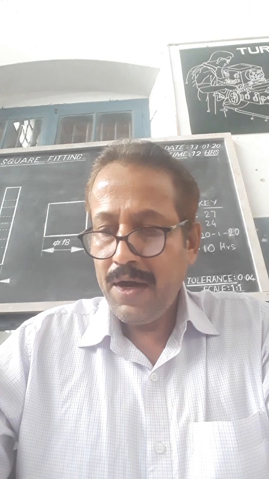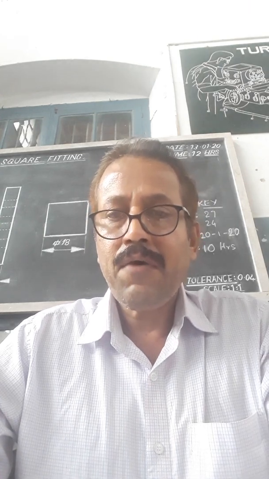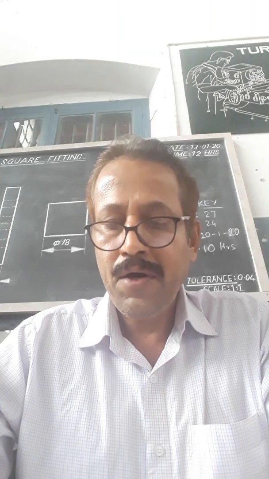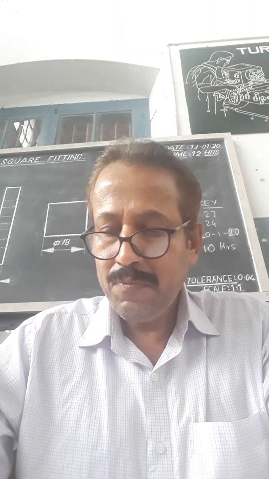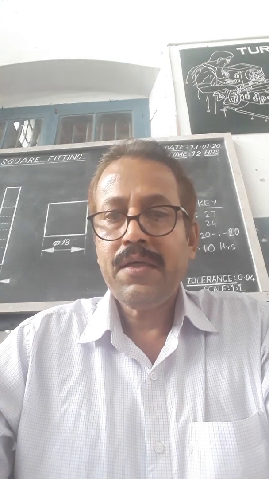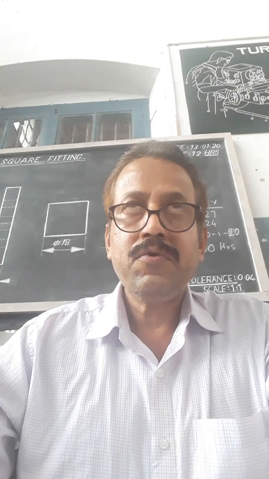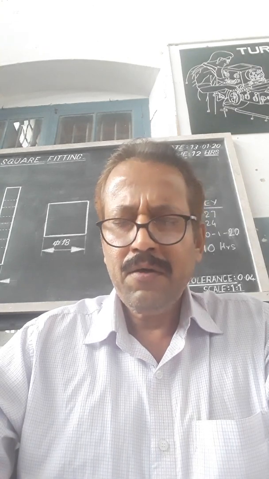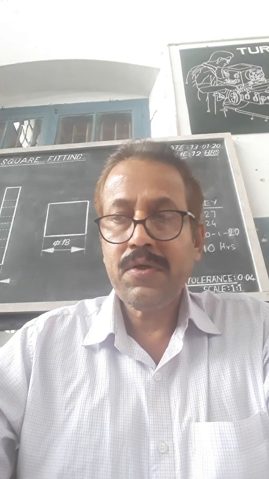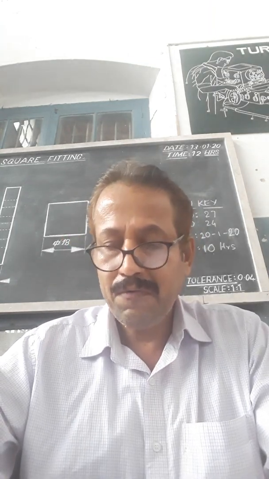Then warding file. This is also a file with a rectangular cross section, but two-thirds of the file is straight and one-third of the file is tapered, like pointed. This is used for special purposes, like finishing the teeth, finishing grooves, such as key grooves. After a keyway is cut, for finishing purpose, these files are used.